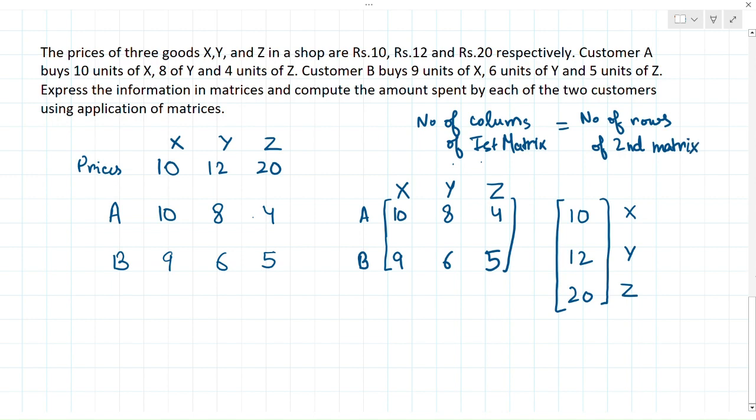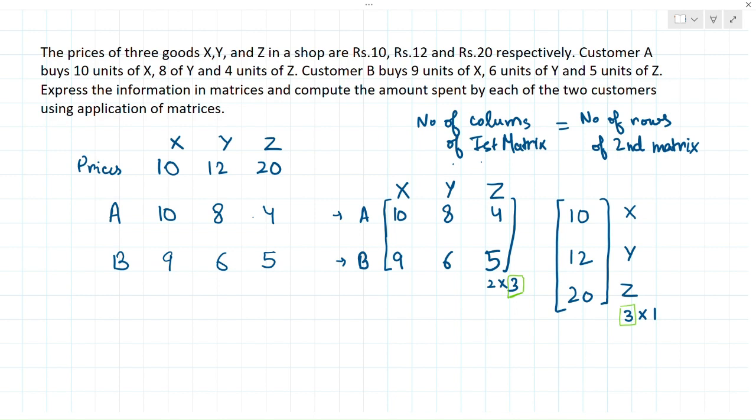सो देखो जो फर्स्ट मैट्रिक्स है ये कौन से साइज का है, it is of the size 2 into 3. Why? Because it has 2 rows and it has 3 columns. And similarly our second matrix is of the form 3 into 1. So as you can see here that the number of columns in my first matrix is matching the number of rows in my second matrix. So I can say yes, the multiplication of both these matrices is possible.